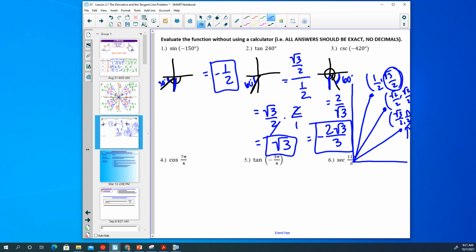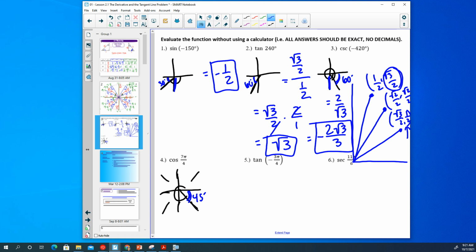Try some radian ones. 7 pi over 4. So I'm really just thinking of the unit circle in fourths. So I have 1/4, 2/4, 3/4, 4/4, 5/4, 6/4, 7 pi over 4 is down here. Okay, I went this way. And I know a fourth of 180 is 45. So my angle here, this is really my 45 degrees of quadrant 4.